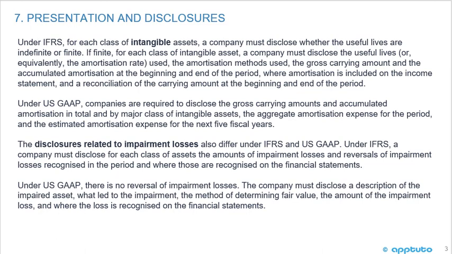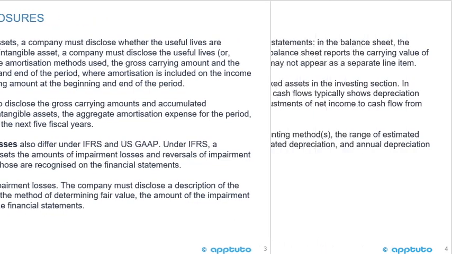The disclosures related to impairment losses also differ under IFRS and U.S. GAAP. Under IFRS, a company must disclose for each class of assets the amounts of impairment losses and reversals of impairment losses recognized in the period and where those are recognized on the financial statements. Under U.S. GAAP, there is no reversal of impairment losses. The company must disclose a description of the impaired asset, what led to the impairment, the method of determining fair value, the amount of the impairment loss, and where the loss is recognized on the financial statements.